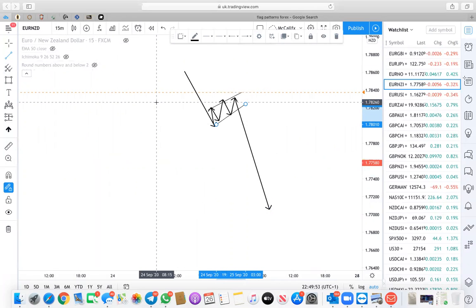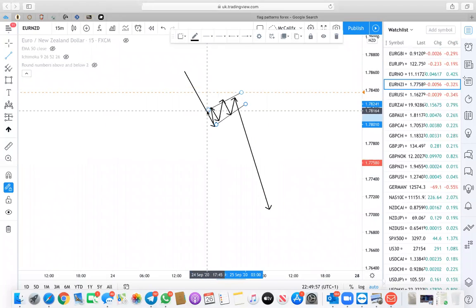So this is called a continuation pattern. Basically, the market is going up, you see that brief consolidation, and all you have to do is draw a line, and then you wait for that breakout. If the market breaks, then you take your entry.